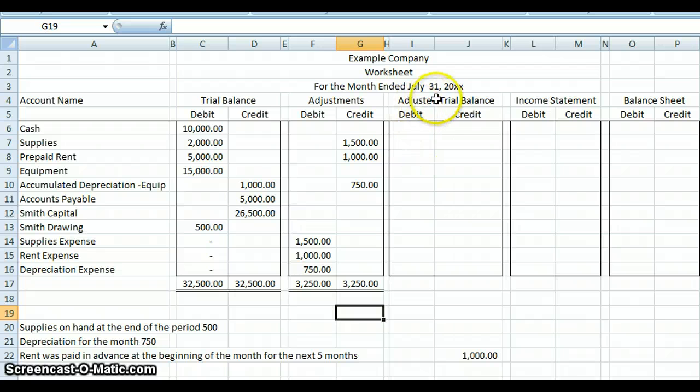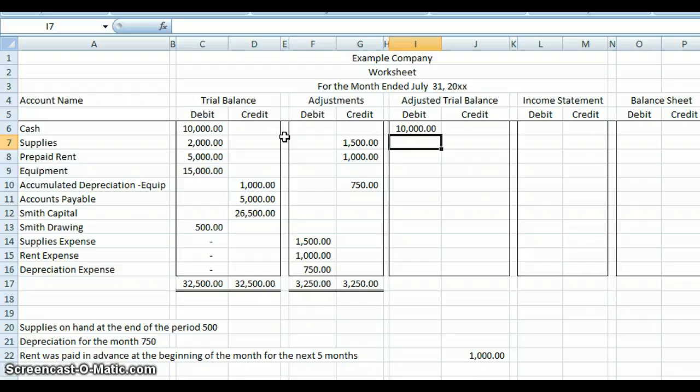So that brings us to our third set of columns, the adjusted trial balance. Again, we have a debit and a credit for our adjusted trial balance. And what we're going to do now is we're going to say, okay, I had a trial balance, I made some adjustments, I need new numbers in my adjusted trial balance. If I look at the balance of cash, I had $10,000, but I don't have any adjustment for cash, and that's pretty common. There's not a lot of reasons to adjust your cash. You should know how much you have, and it should always match your bank statement.